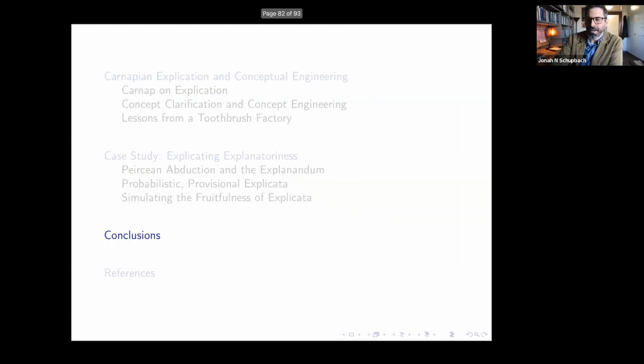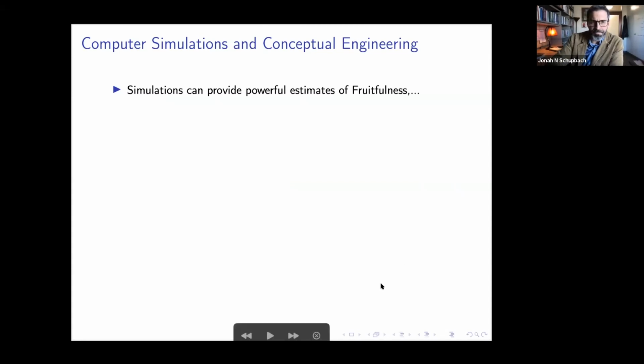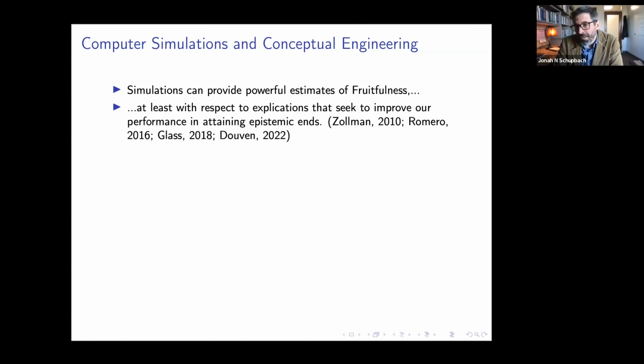Okay, just in conclusion now, let me go through a couple of points, mostly by way of review. These simulations can provide powerful estimates of fruitfulness. And notice they're estimates of fruitfulness not for explicata that we've already paid the cost to implement, but for explicata that we're exploring and just experimenting with. These simulations can provide powerful estimates of fruitfulness, at least with respect to explications that seek to improve our performance in attaining epistemic ends.